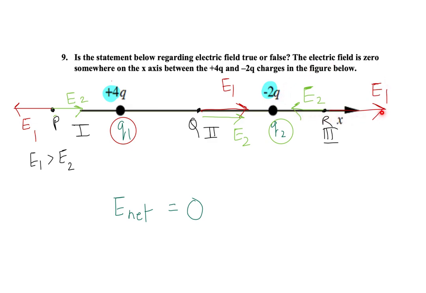We can see that they are opposite to each other, so it is possible to cancel out the electric field, and this is a true sentence. Yes, it is possible. It's saying somewhere on the x-axis. Yes, somewhere on the x-axis it is possible to get the net electric field as 0.